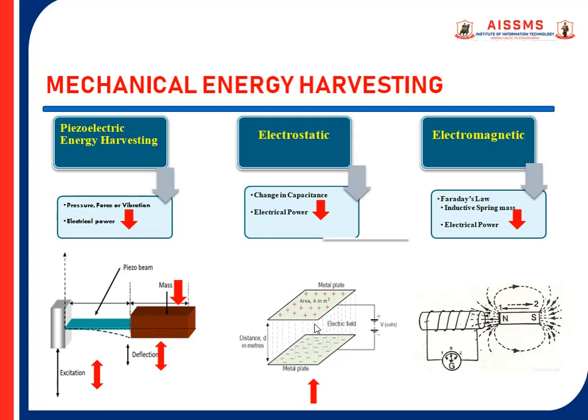Electromagnetic energy harvesting is based on Faraday's law of electromagnetic induction. An electromagnetic harvester uses an inductive spring mass system for converting mechanical energy to electrical. It induces voltage by moving a mass of magnetic material through a magnetic field created by a stationary magnet.